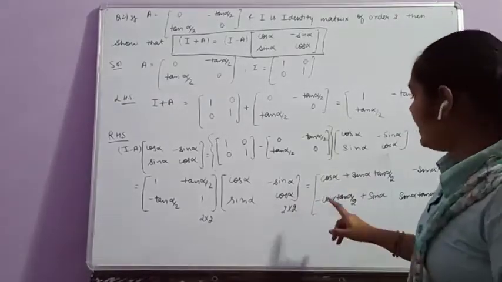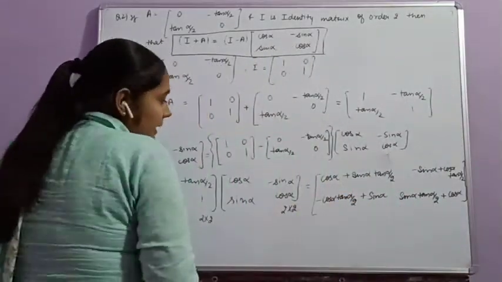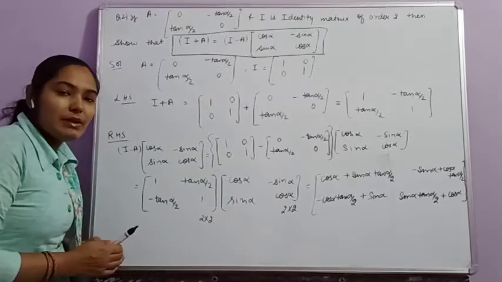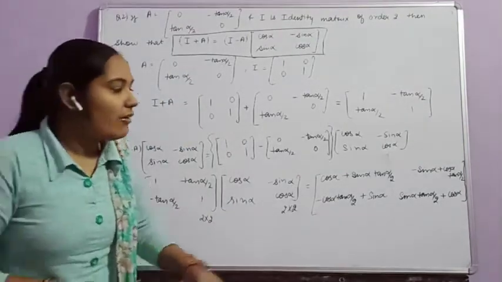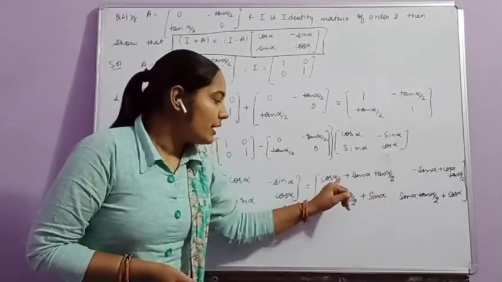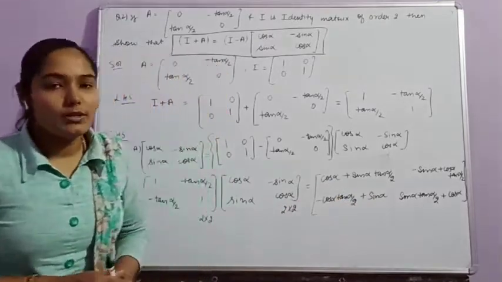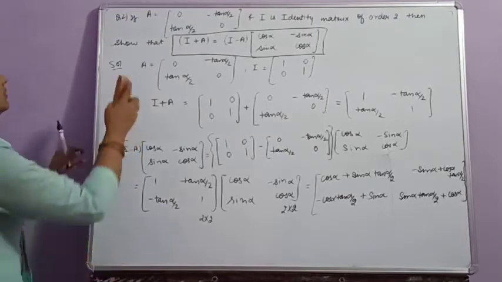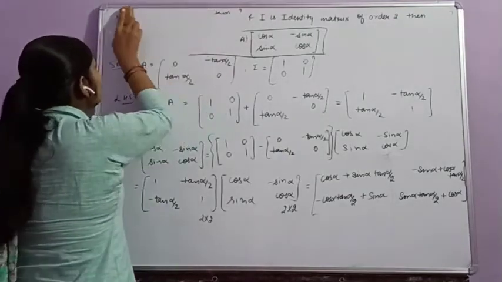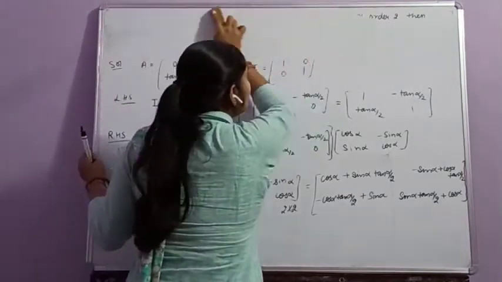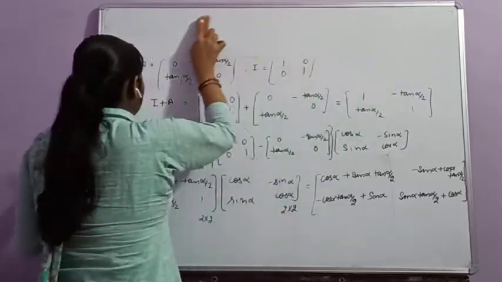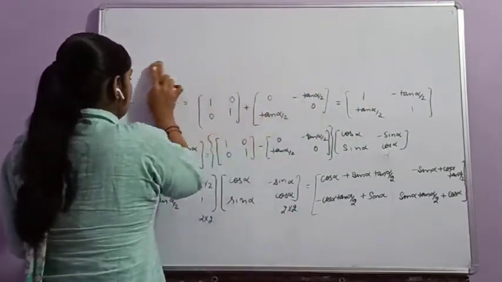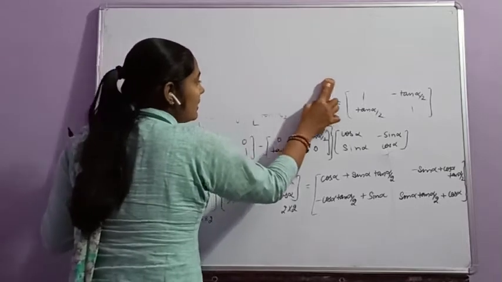Here we can see that cos and sin have angle alpha and tangent has alpha by 2. So we convert sin and cos in half angle. That is our left hand side.